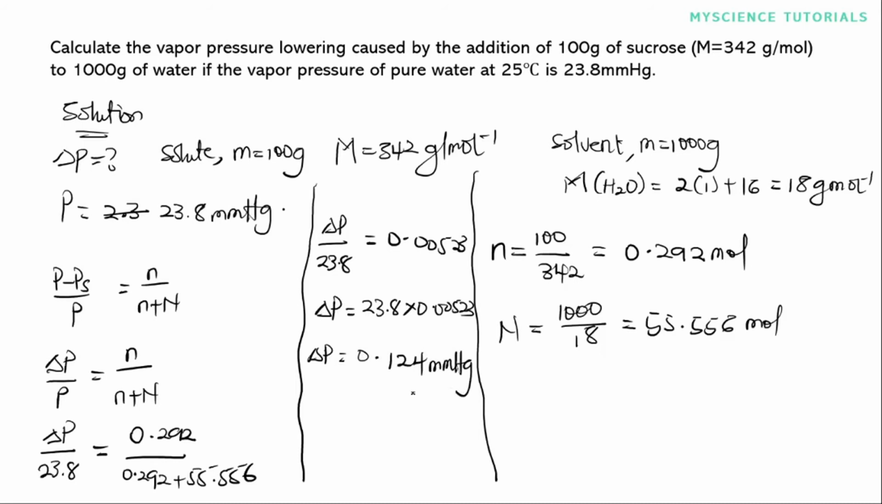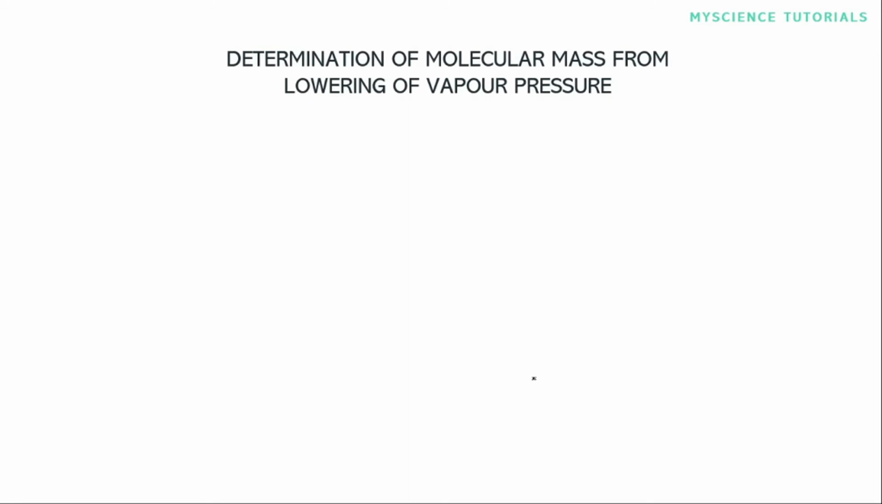millimercury. So it means the vapor pressure depression caused by the addition of the sucrose, 100 grams of sucrose, to pure water, that is 1000 grams of pure water, is 0.124 millimercury.